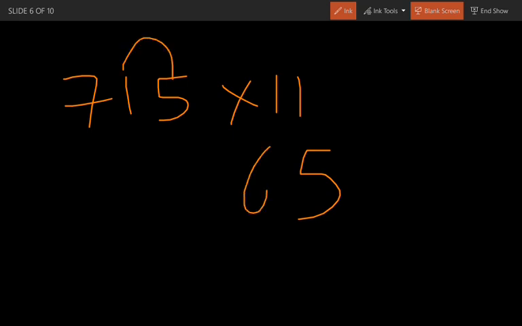1 plus 5 is going to be 6, and add both of these numbers. 7 plus 1 is going to be 8, and write the first number as it is, 7.